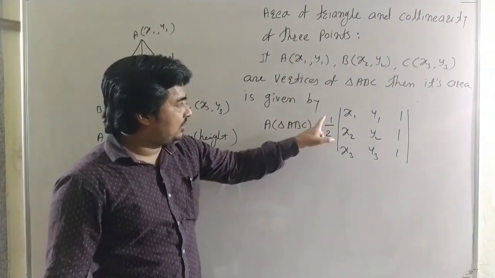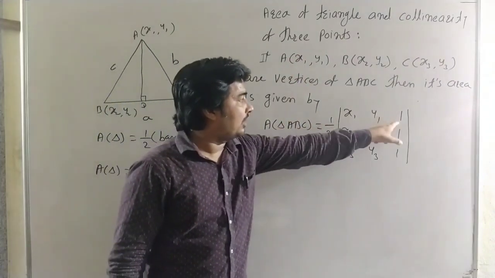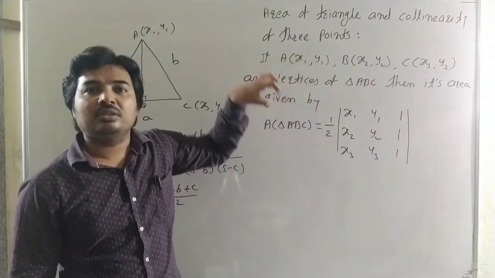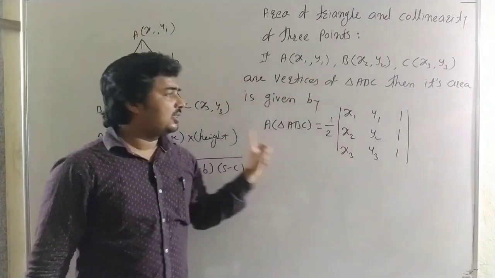Then the area of triangle ABC is 1/2 times the determinant with rows x1, y1, 1; x2, y2, 1; and x3, y3, 1, and it is the area of the triangle. Okay, here remember this formula.